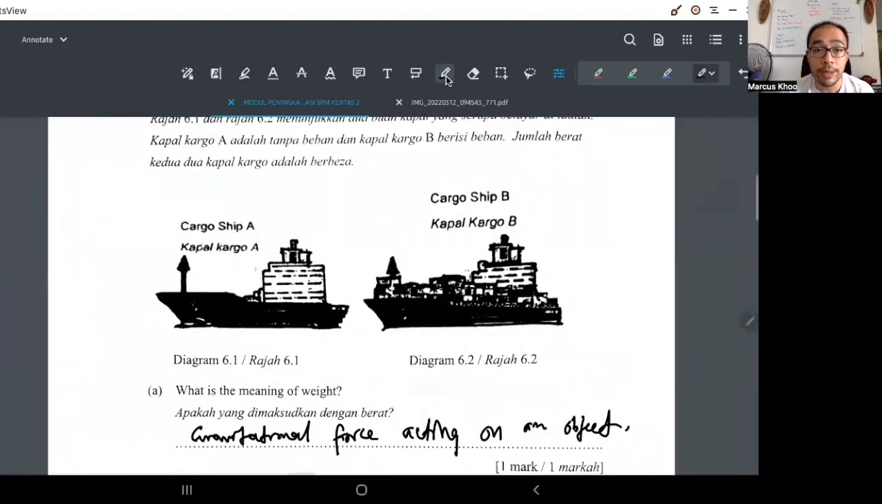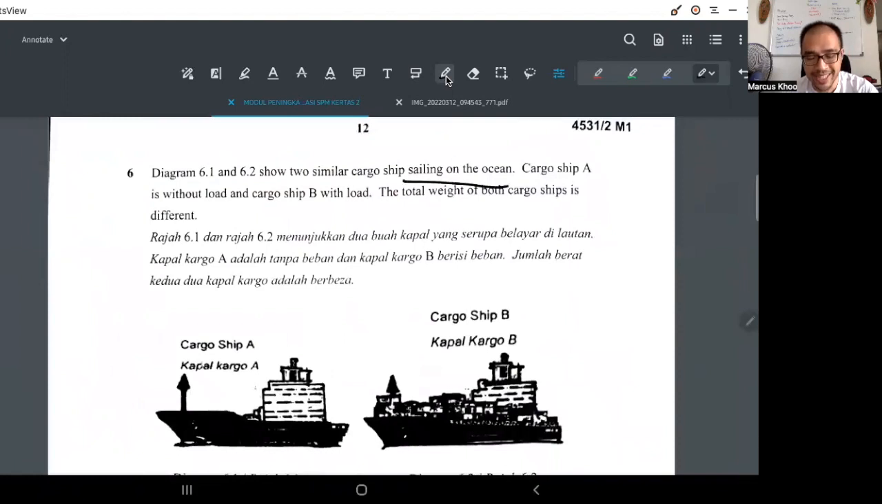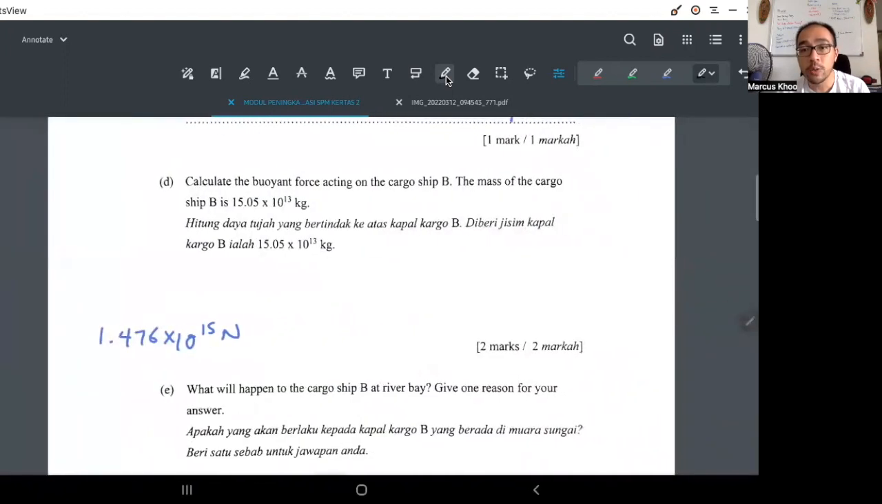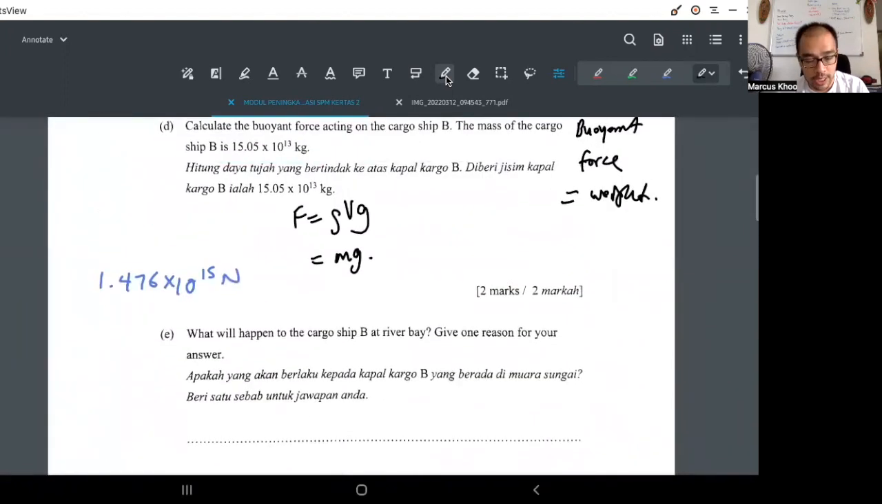Why? Because the ship, it is sailing on the ocean. Dia bukan tenggelam lah, okay, dia masih terapung. Okay, so we use the principle of flotation over here. So all you have to do is just count mg, 15.05 times 10 to the power 13 times 9.81, and you will get this answer lah, 1.476 times 10 to the power of 15. Let me check. Oh, okay. 1.476 times 10 to the power of 15 newtons.